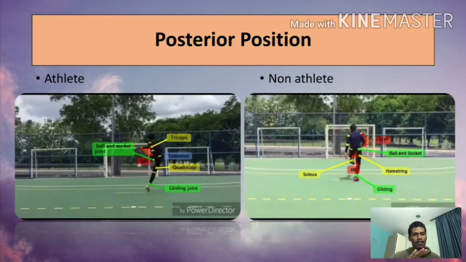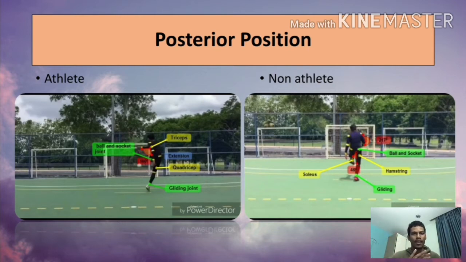Next is the posterior position. We can see that the athlete hyperextends his left arm backward to make sure that his leg can fully swing after the hit. But the non-athlete maintains his body posture, which is, once he hits the ball, his leg stays there, maintained, and his arm also stays below. He did not hyperextend his arm.